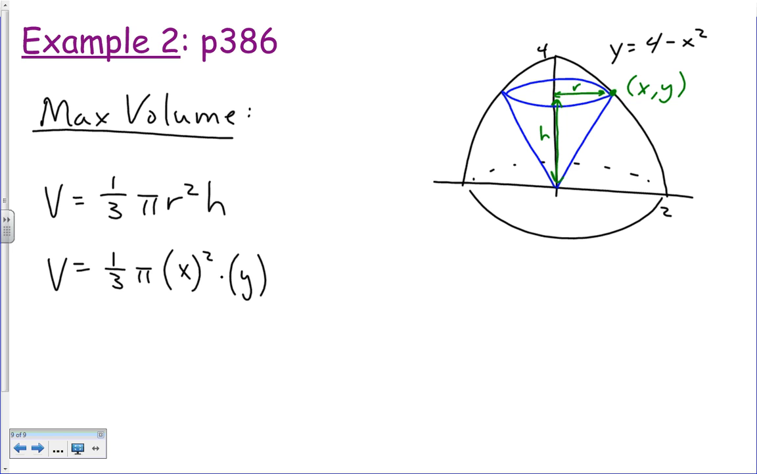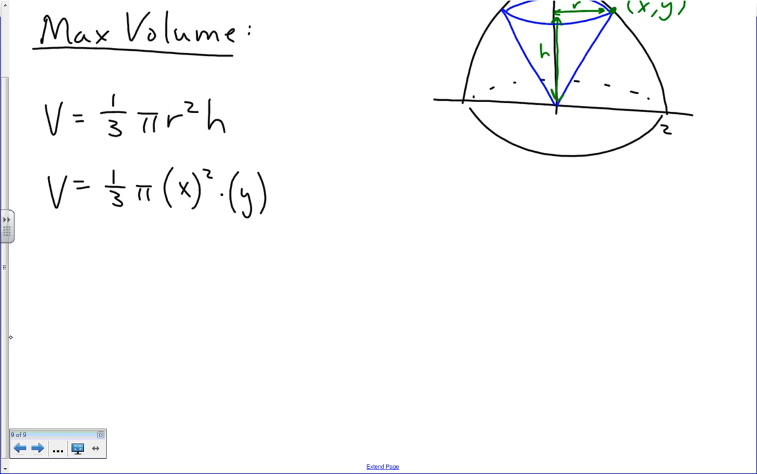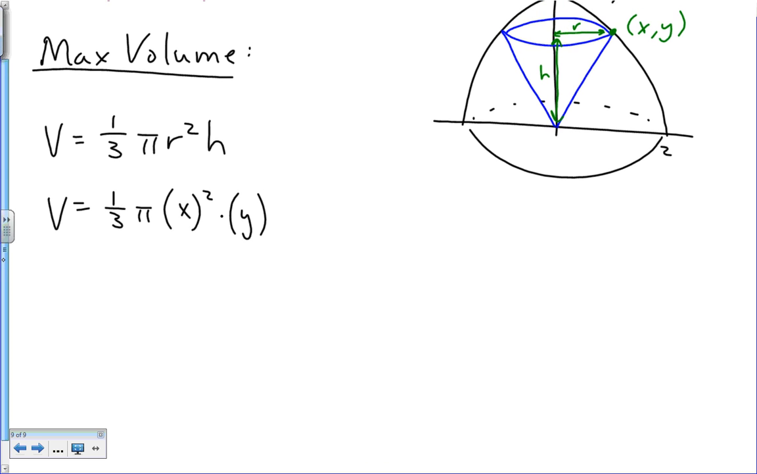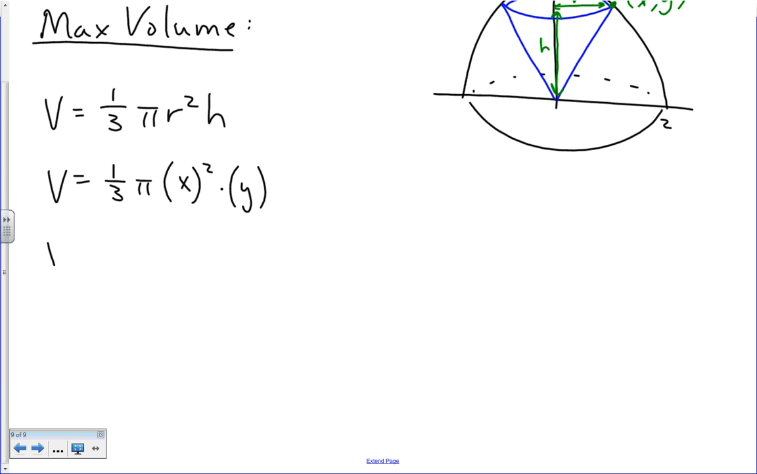All right, you can see I still have this in terms of two variables. It's still in terms of both x and y, but now it's at least in terms of the variables that I have in my equation. So I need to come up with a relationship between x and y. And the nice thing about these types of problems is they told you that relationship. It's right here: y is equal to 4 minus x squared. So I can substitute that in for y. So I have volume is equal to 1/3 pi times x squared times 4 minus x squared.